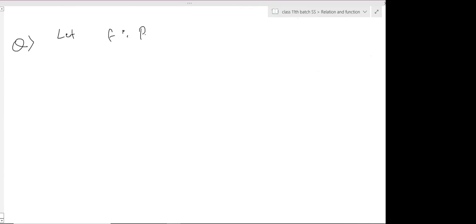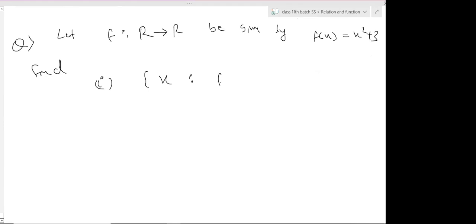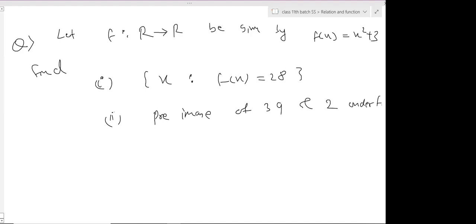Let f from R to R be given by f of x equals x square plus 3. Find x such that f of x equals 28. And the second part is, find the pre-image of 39 and 2 under f. All right, solve this one.